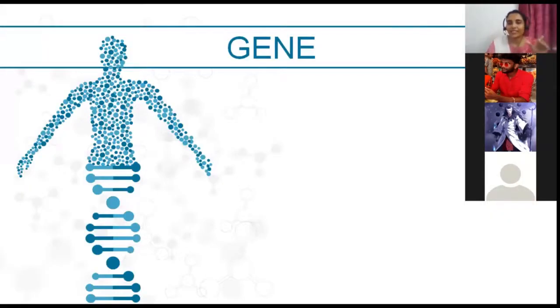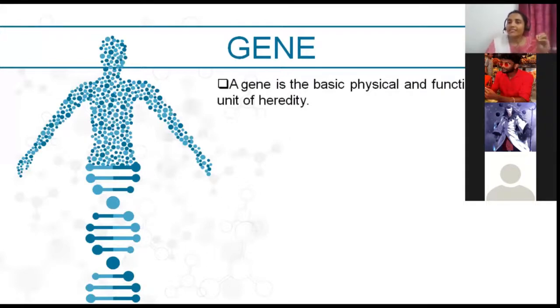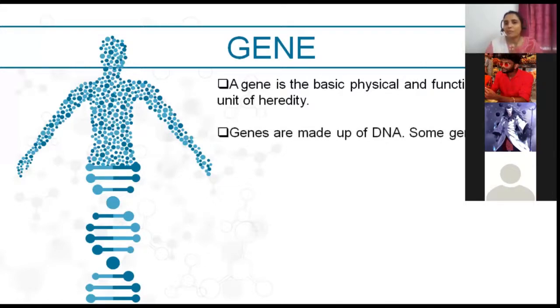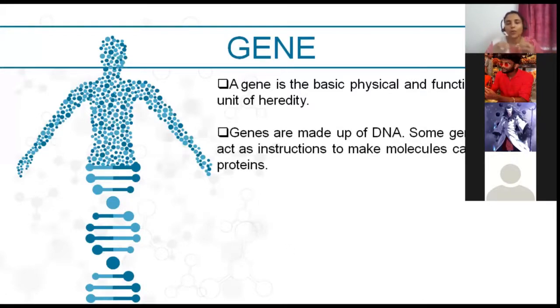The topic is gene. So you now have a basic idea about DNA. Now what is a gene? A gene is the basic physical and functional unit of heredity. What are genes made up of? Genes are made up of DNA. Some of these genes act as instructions to make molecules called proteins. There are a lot of genes in your DNA, which means they are segments of DNA. A portion of DNA makes up a gene. These genes have lots of functions. The main function is to deliver instructions to make proteins.